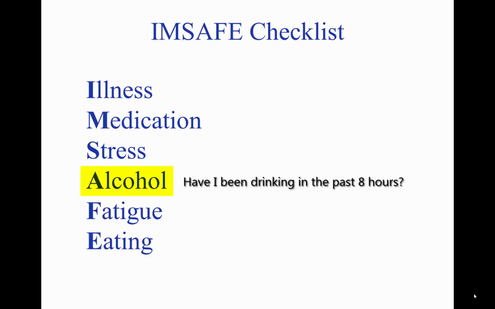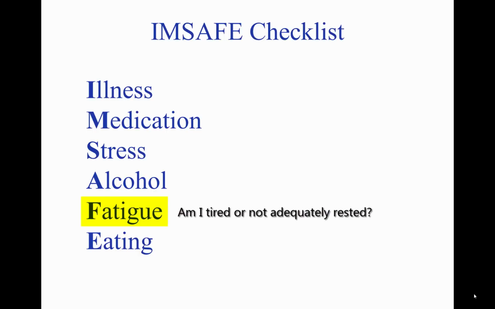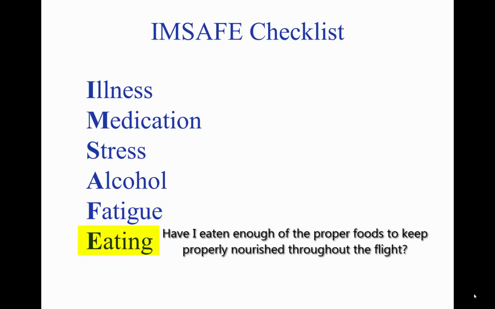Alcohol. Have I been drinking within 8 hours? Within 24 hours? As little as 1 ounce of liquor, 1 bottle of beer, or 4 ounces of wine can impair flying skills. Alcohol also renders a pilot more susceptible to disorientation and hypoxia. Fatigue. Am I tired and not adequately rested? Fatigue continues to be one of the most insidious hazards to flight safety, as it may not be apparent to a pilot until serious errors are made. Eating. Have I eaten enough of the proper foods to keep adequately nourished during the entire flight?